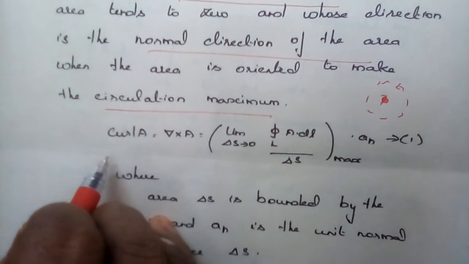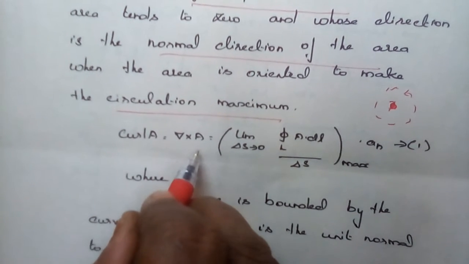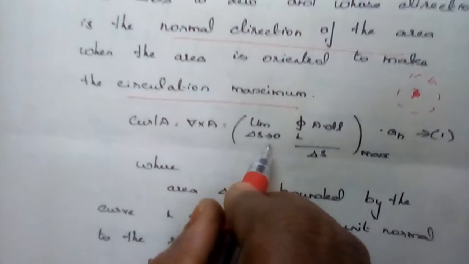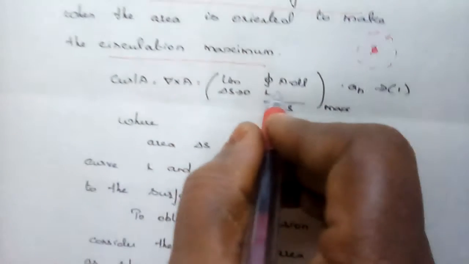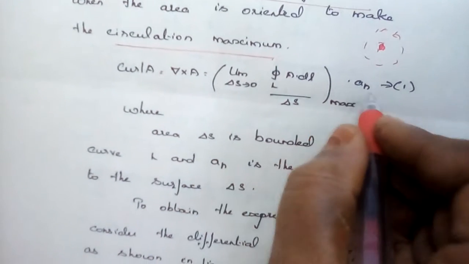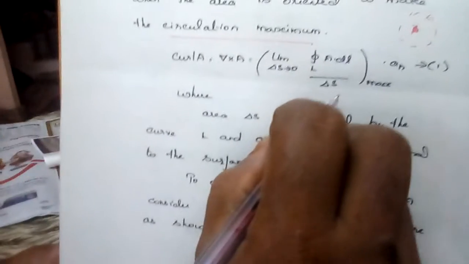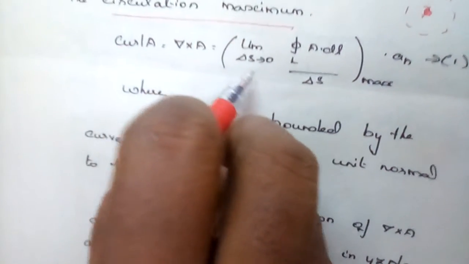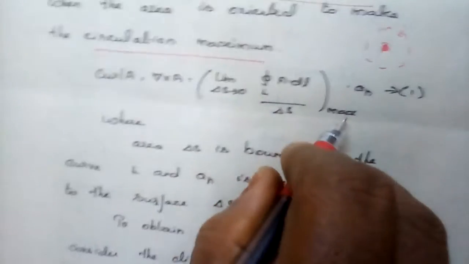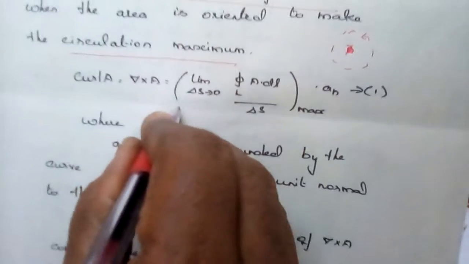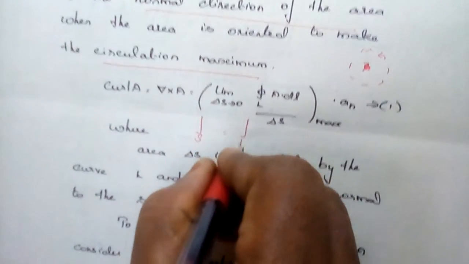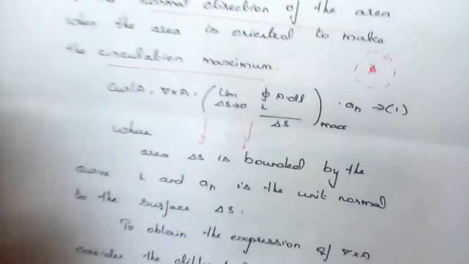The curl can be defined by the expression curl A, which is equal to del cross A, which is equal to the limit del s tends to 0 of the integral, this is the definite integral over this surface in which we take the line integral of A dot dl, divided by del s, into the normal vector an. So this will be the maximum when the circulation is maximum. Okay, so curl is defined by the formula curl A equals del cross A, limit del s tends to 0, integral over L of A dot dl over del s maximum, into the vector an. Simply speaking, curl can be defined as the surface integral being equal to the line integral. So this definition is extended towards the Stokes theorem.